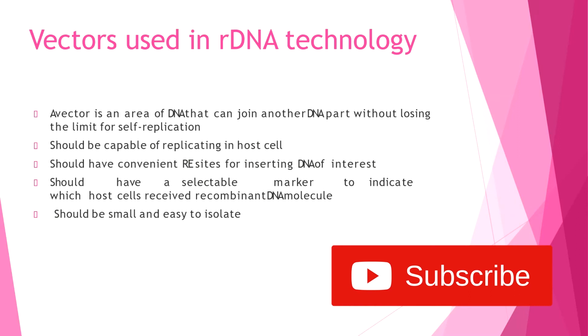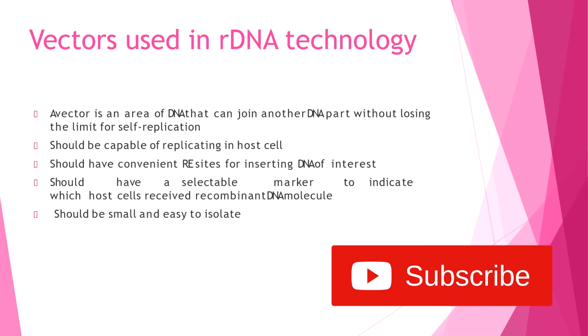And then we have to discuss what are the vectors used in rDNA technology. So, what is a vector? It means it is a vehicle. Vector means it is nothing but a vehicle. So, once we have made the recombinant DNA, then we have to insert it into the living cell through one agent called a vector. Okay. So what are the functions or characteristics of a vector?